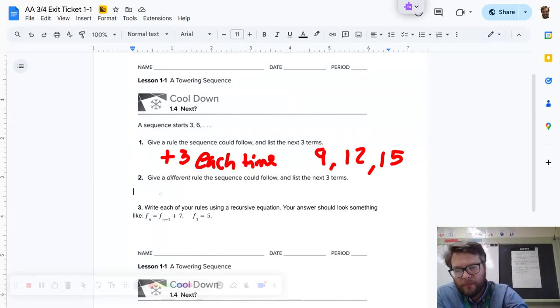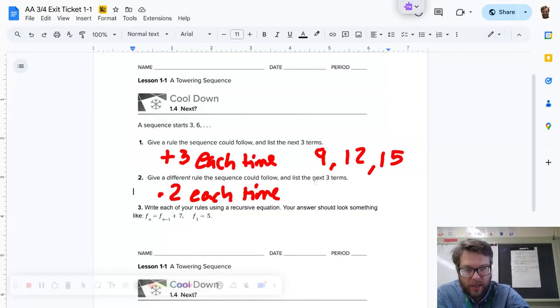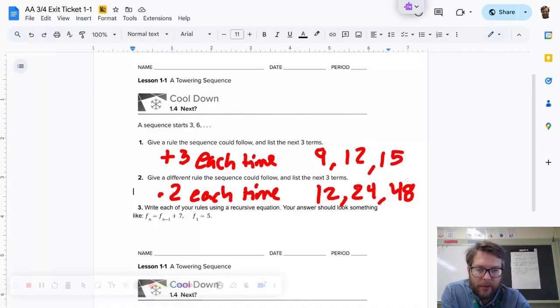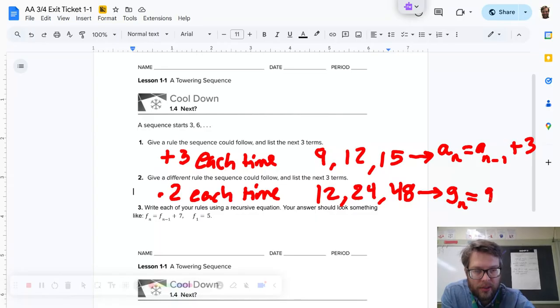Another possible rule, it could be going times 2 each time. And then that would mean I go 3 times 2 is 6, 6 times 2 is 12, 12 times 2 is 24, 24 times 2 is 48. That's a geometric sequence. So we have arithmetic, where it's going plus 3 each time. We have geometric, where it's going times 2 each time. On the arithmetic sequence, we would say that an is just the previous term, an minus 1 plus 3. For the geometric one, we'd say that gn is gn minus 1 times 2.